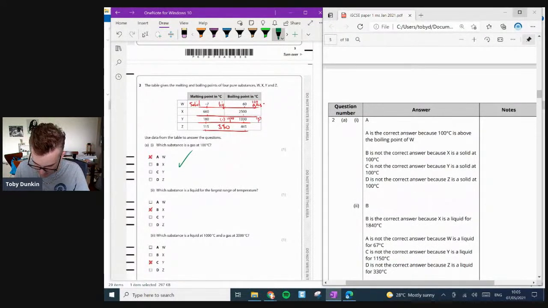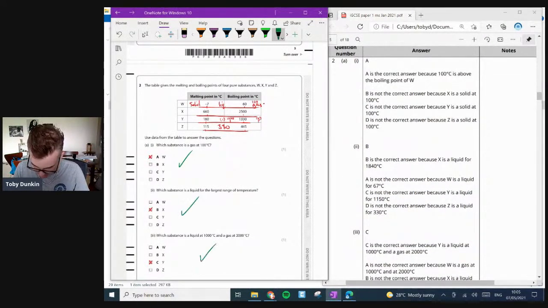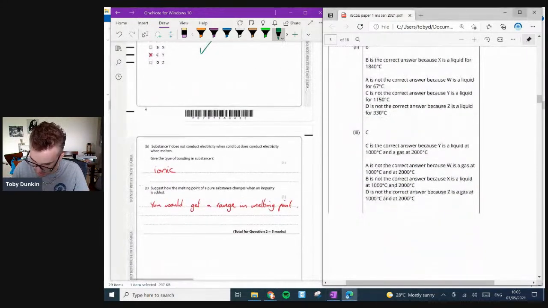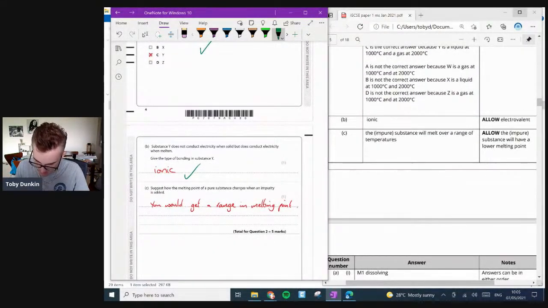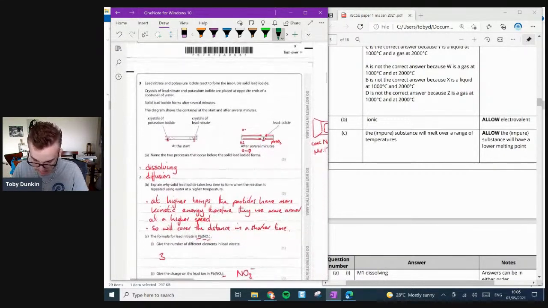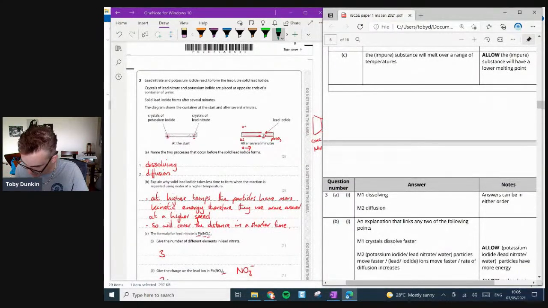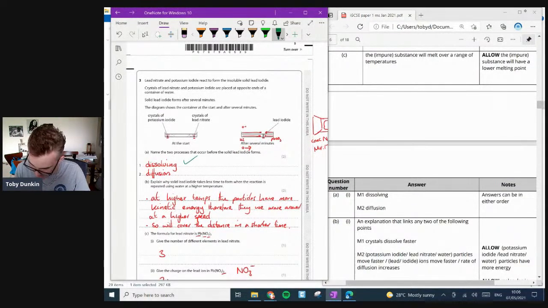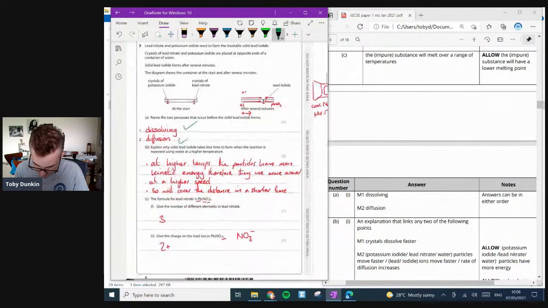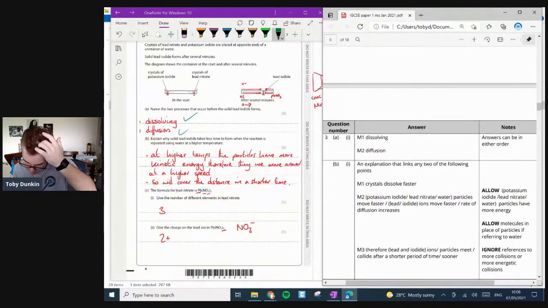Next, A, B, and C. I didn't even notice that there was a nice order to that. It is ionic. The impure substance will melt over a range of temperatures. You would get a range in melting point. Melt over a range of temperatures is the same thing. Dissolving. I wonder if they didn't allow dissolution. And diffusion. I like it. At higher temperatures, explain the crystal dissolves faster. Oh, missed it. Oh, darn it.